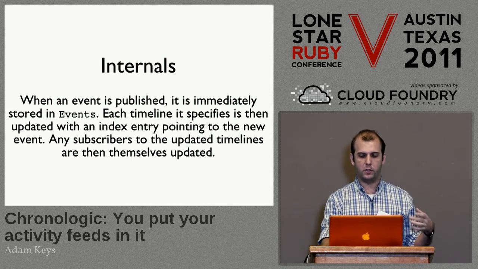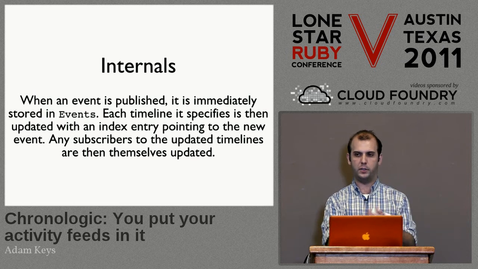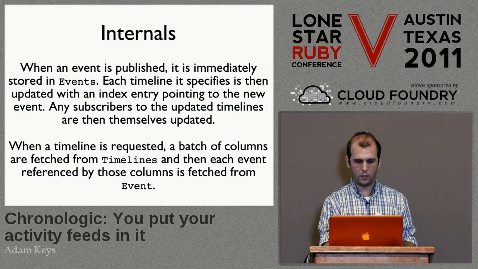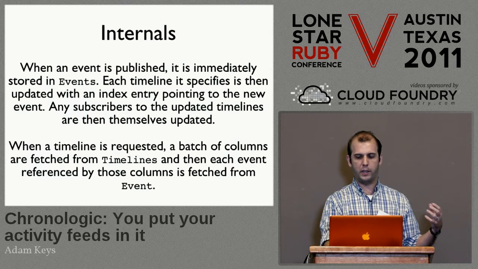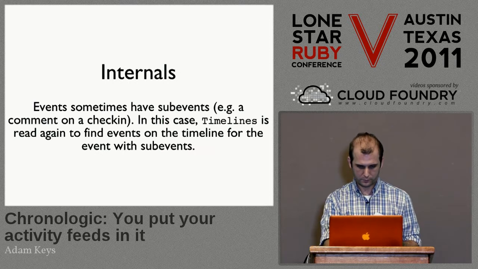When you publish an event, it's stored immediately into the events column family, and then each timeline is written to. That's the fan out part. When you refresh a timeline, the batch of columns are fetched from timelines and then pulled out of event.